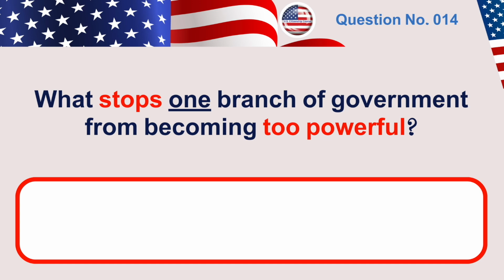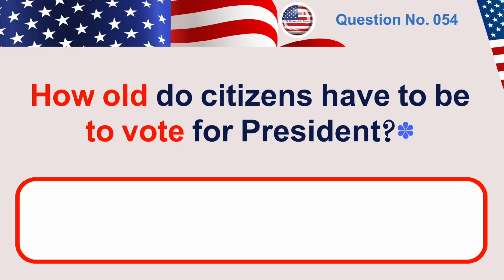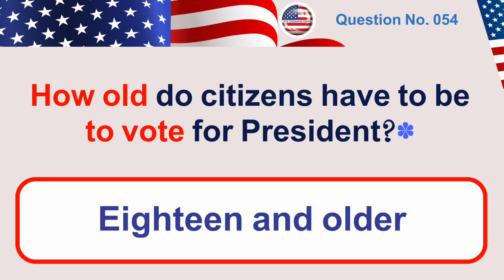What stops one branch of government from becoming too powerful? Checks and balances. How old do citizens have to be to vote for president? 18 and older.